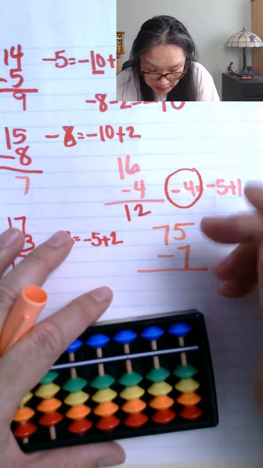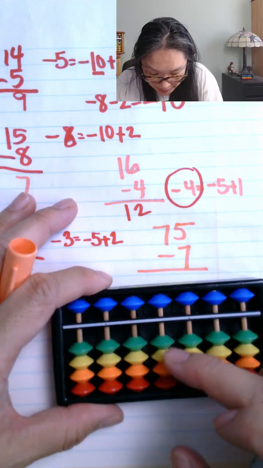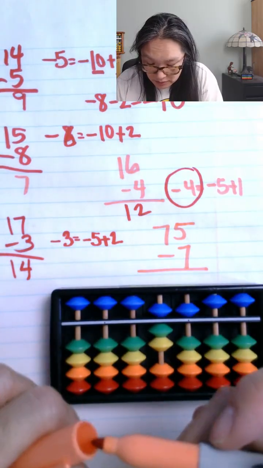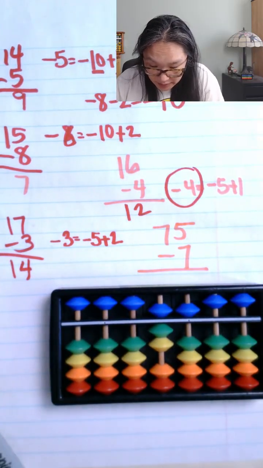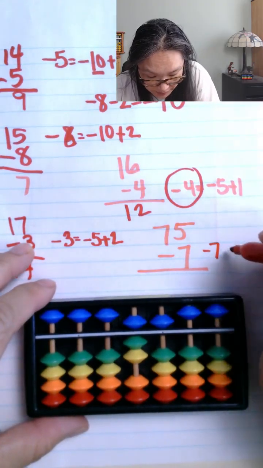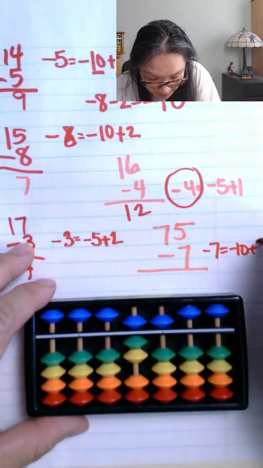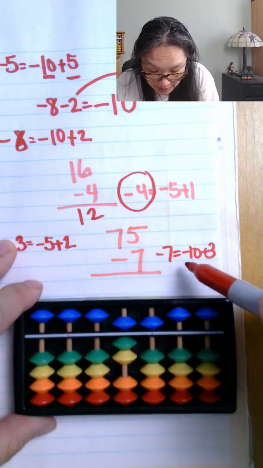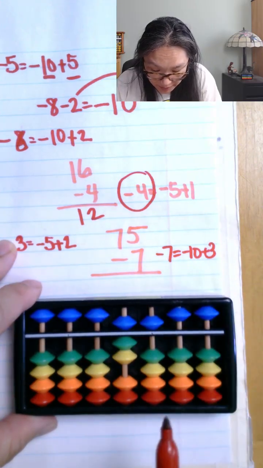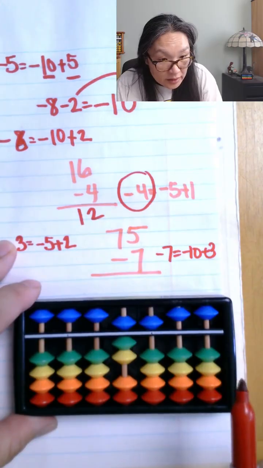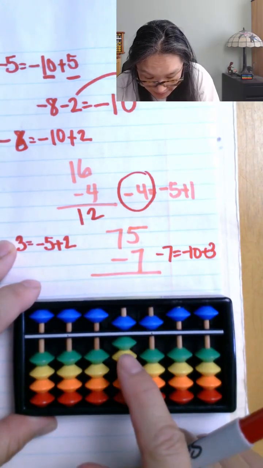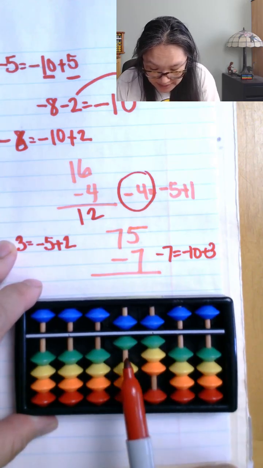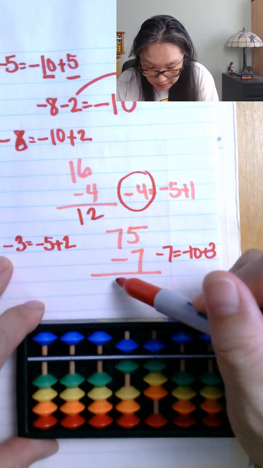75 minus 7. So we put 75. Take away 7. How do we take away 7? Well, minus the 7 is equal to minus the 10 plus the 3. So if I want to take away the 7, I take away the 10 and add back the 3. Now it doesn't matter, right? So we do minus the 10 and add the 3. So my answer is 68.